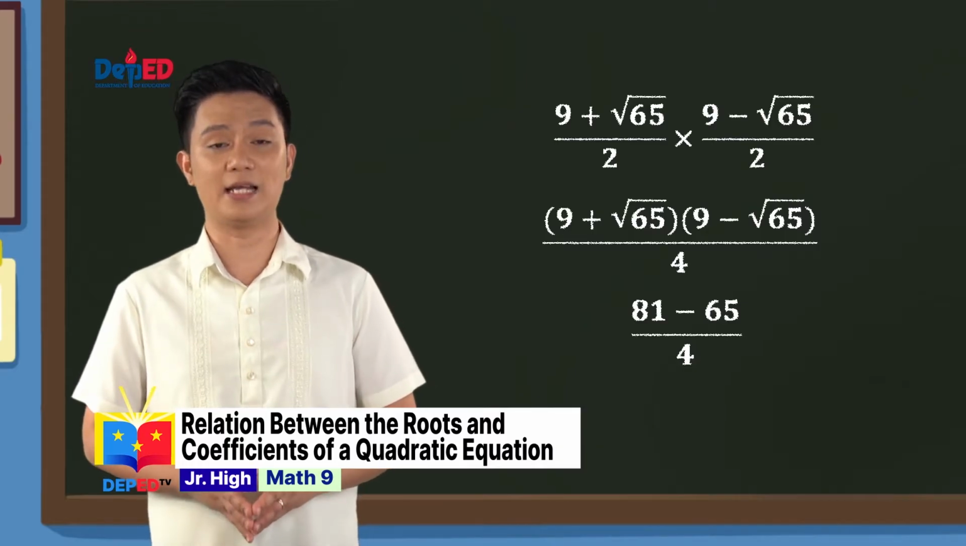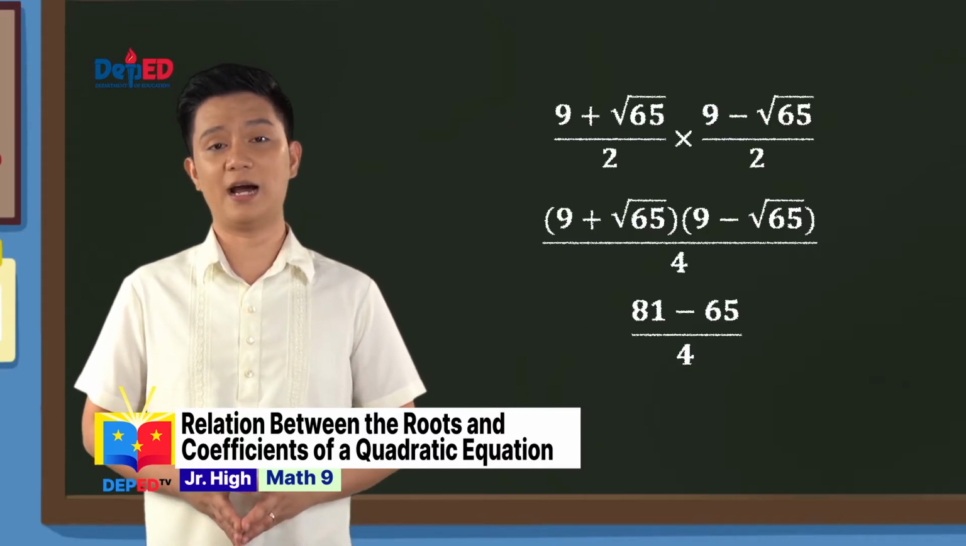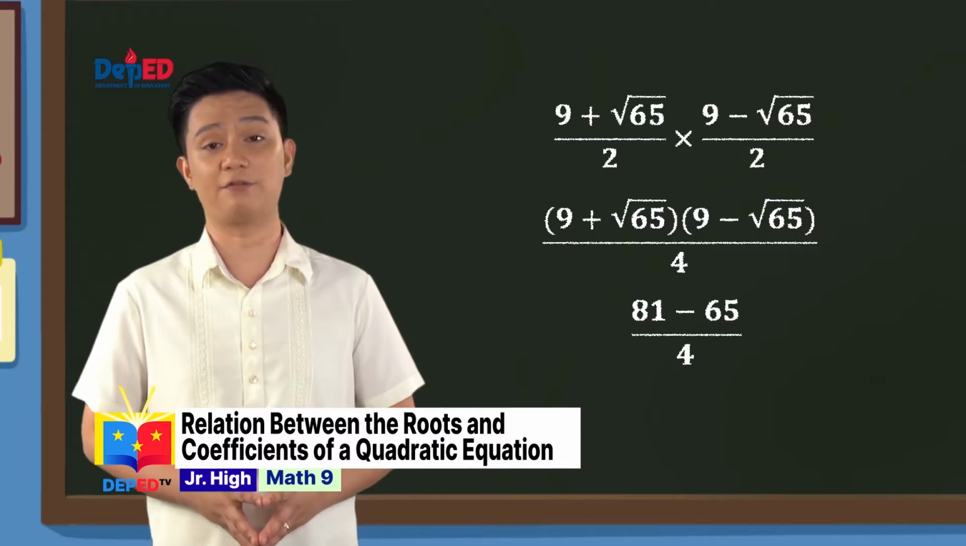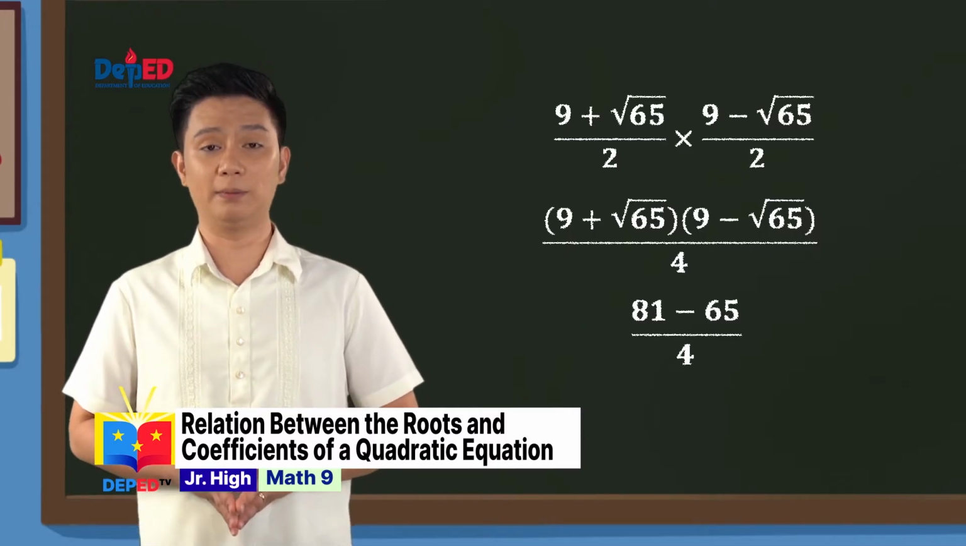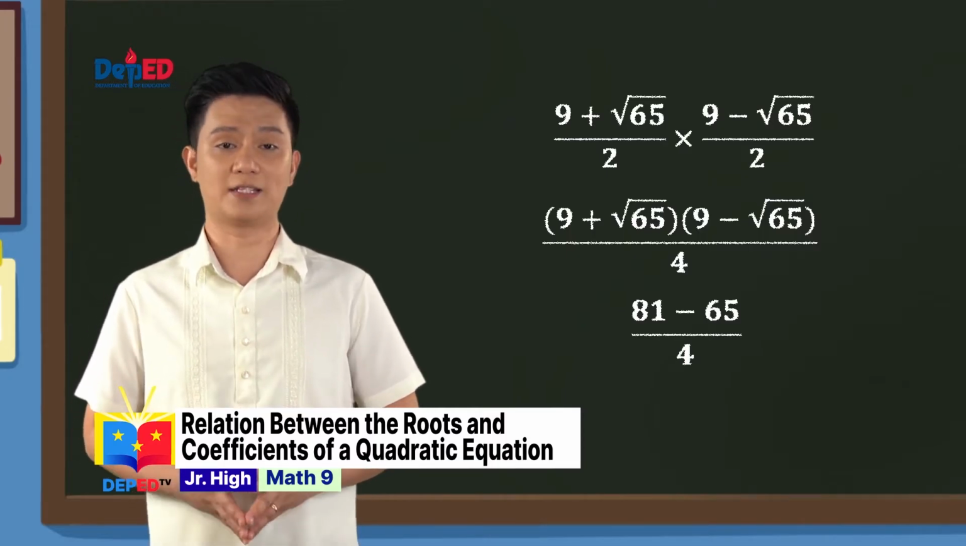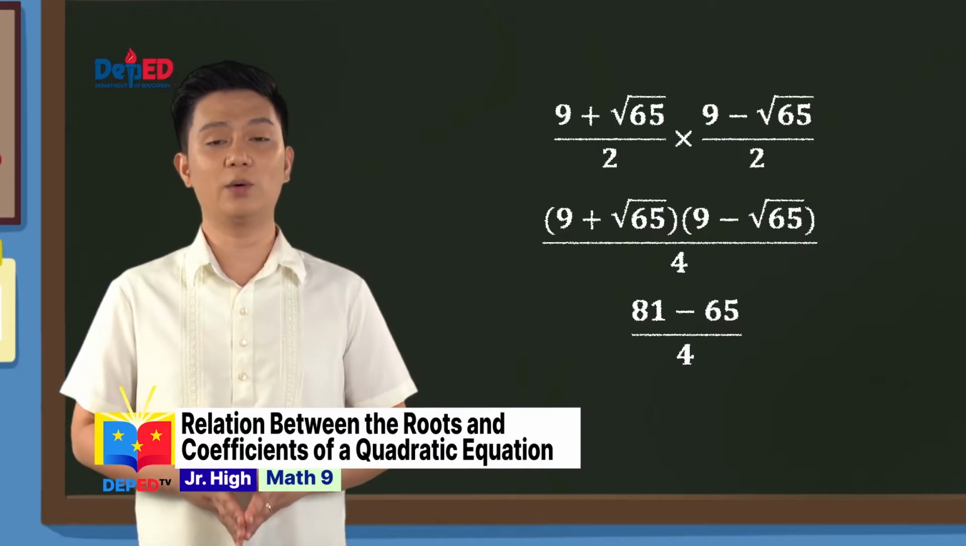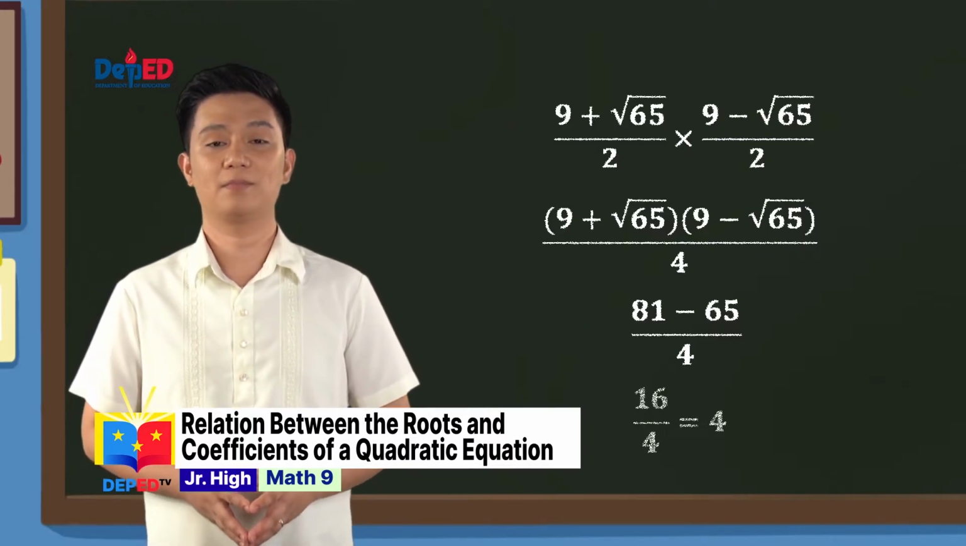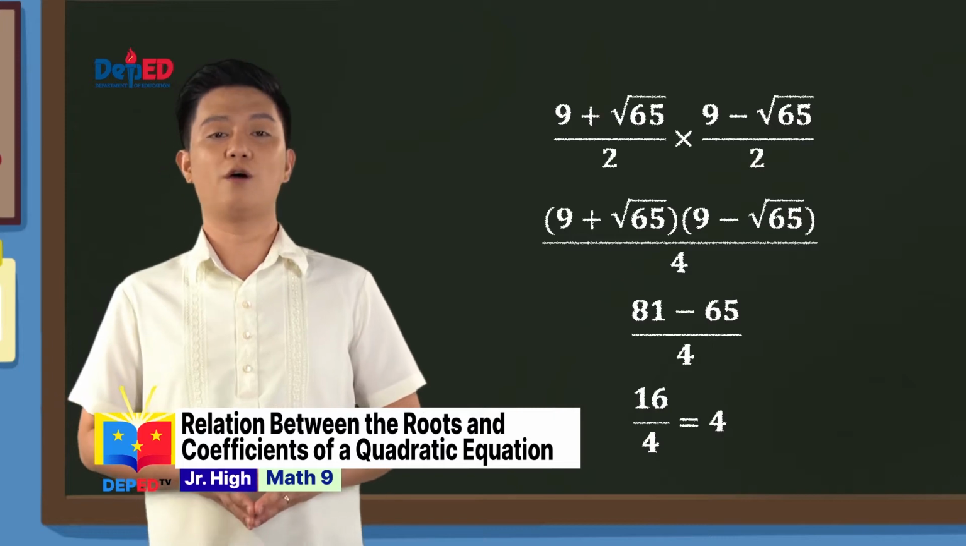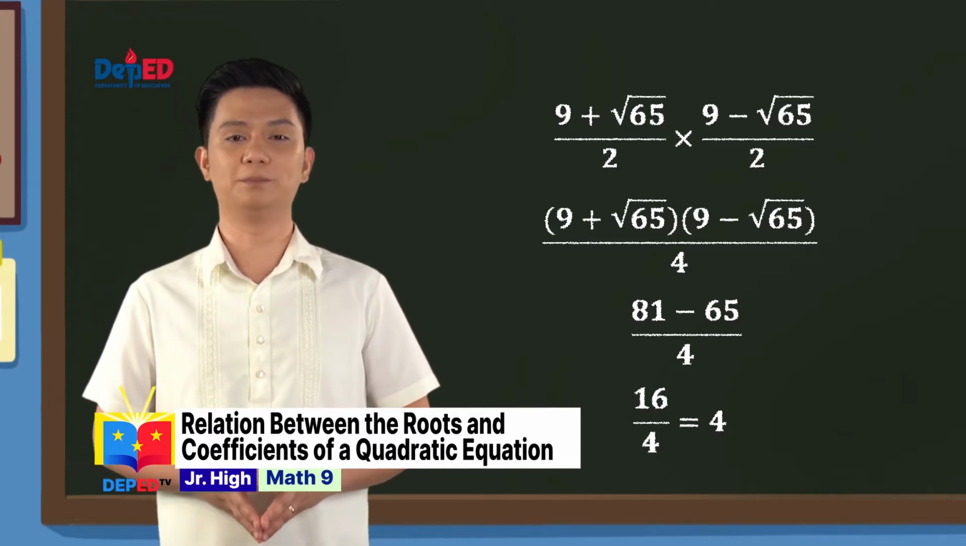9 times 9 is 81. Square root of 65 times itself is just 65. Recall that when you multiply a radical of index 2 by itself, the product is equal to the radicand. Hence, the product of the roots of the equation is 4.